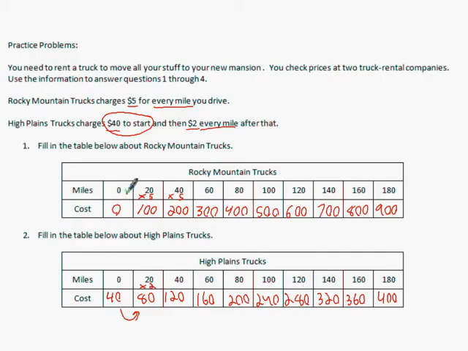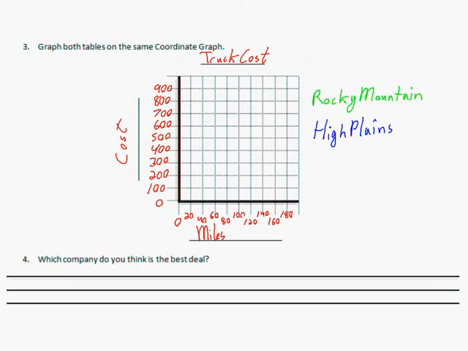Rocky Mountain, we have 0, 0, and then we count by hundreds after that. So 0, 0 is right here. Notice we're counting by hundreds. We made it easy, so it's going to be on the diagonals. There's our graph for Rocky Mountain.